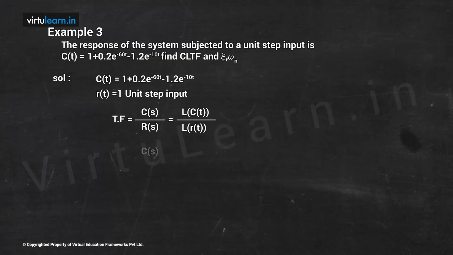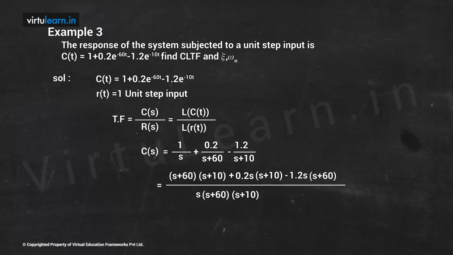So take that C of t and apply the Laplace transform. 1 becomes 1 by s, plus 0.2 divided by s plus 60, minus 1.2 divided by s plus 10. Then if we take the common denominator, we have s into s plus 60 into s plus 10. The numerator is s plus 60 into s plus 10, minus 0.2 into s into s plus 10, minus 1.2 s into s plus 60. Then if you work out the numerator, most of the terms cancel, including the square terms. The remaining will be 600 divided by s into s plus 60 into s plus 10. So this is the C of s expression.